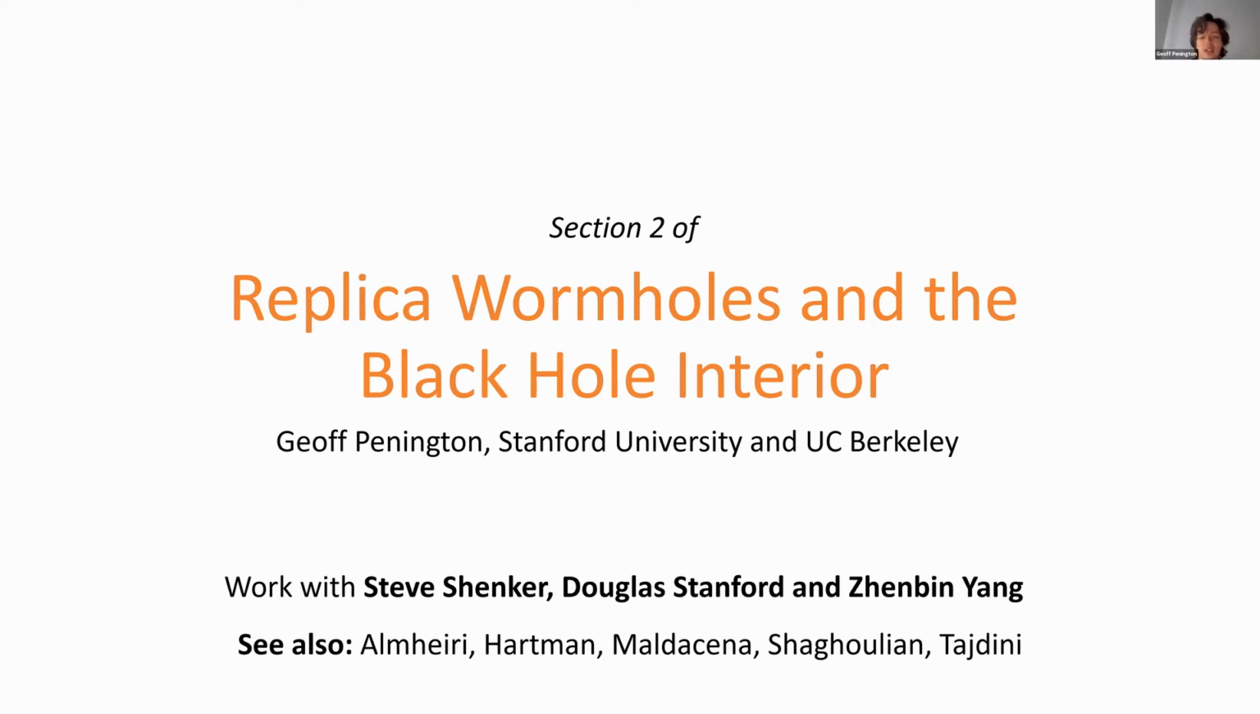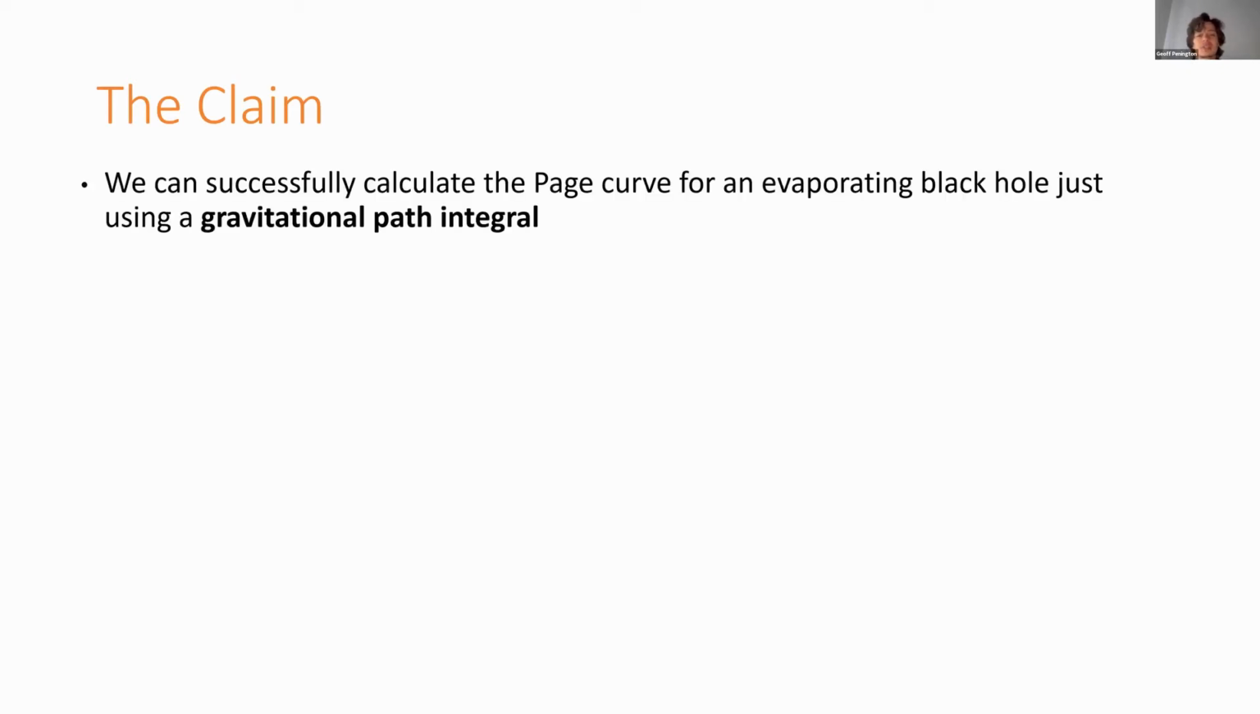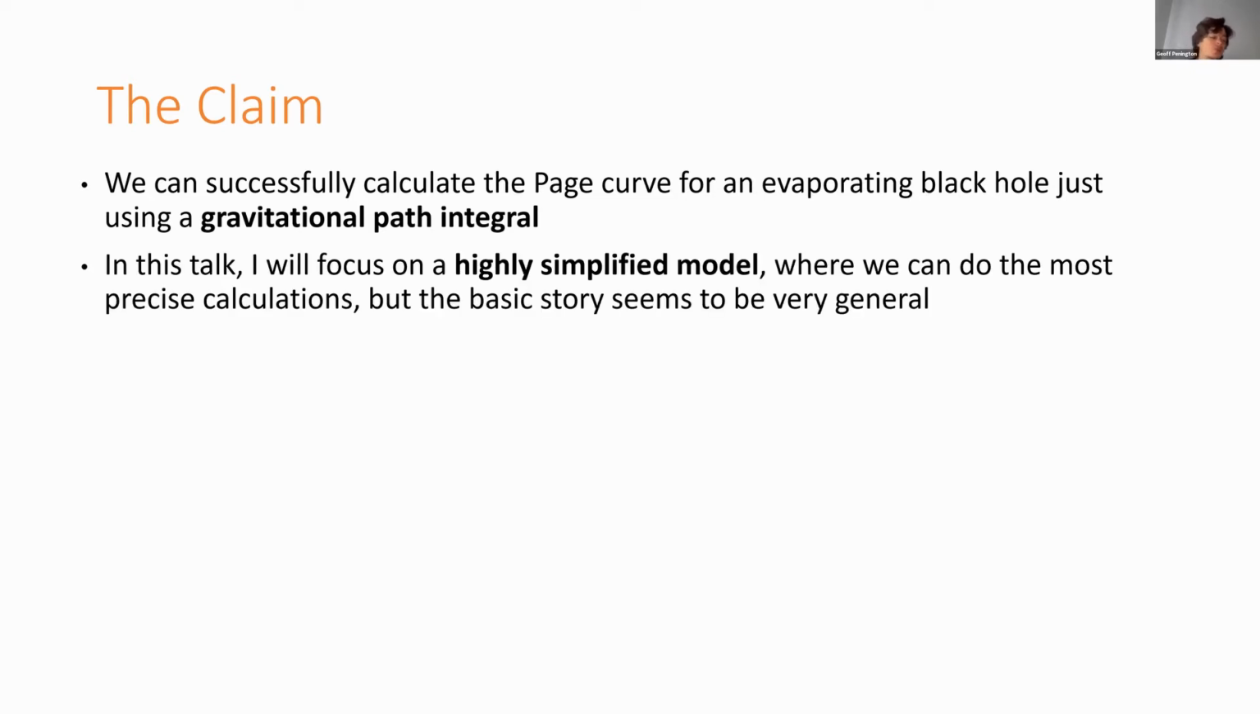Douglas is going to be talking next, and as part of his talk, he might talk a bit about some other aspects of the paper. So what is the claim of this paper? It's very simple. It's that we can successfully calculate the Page curve for an evaporating black hole just from a gravitational path integral. And a more precise version of this claim: in this talk, I'm just going to be talking about a very highly simplified model.